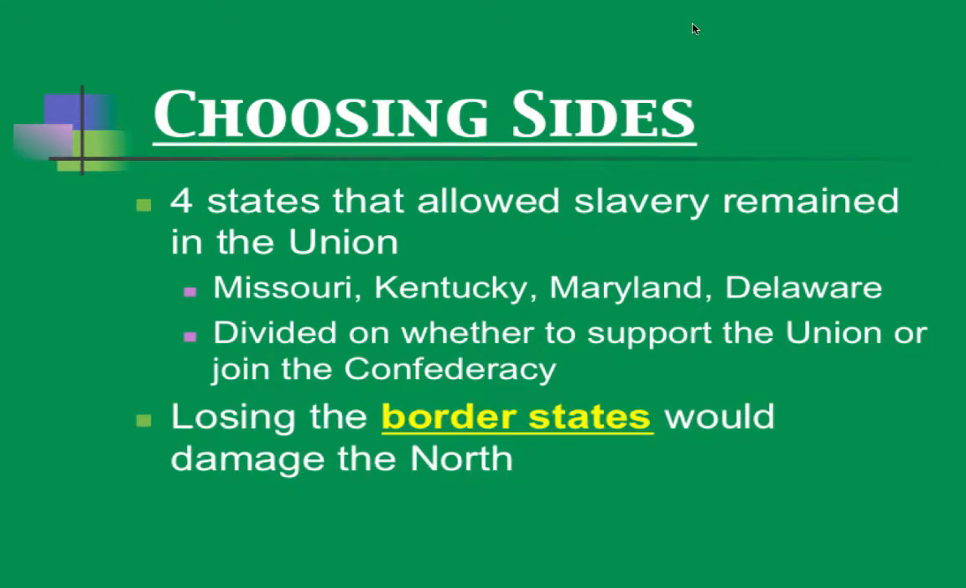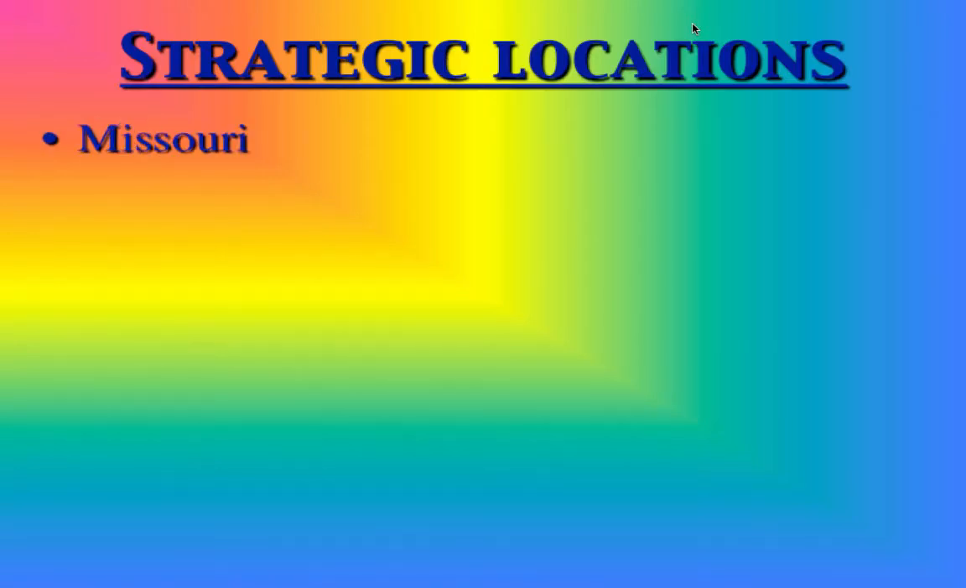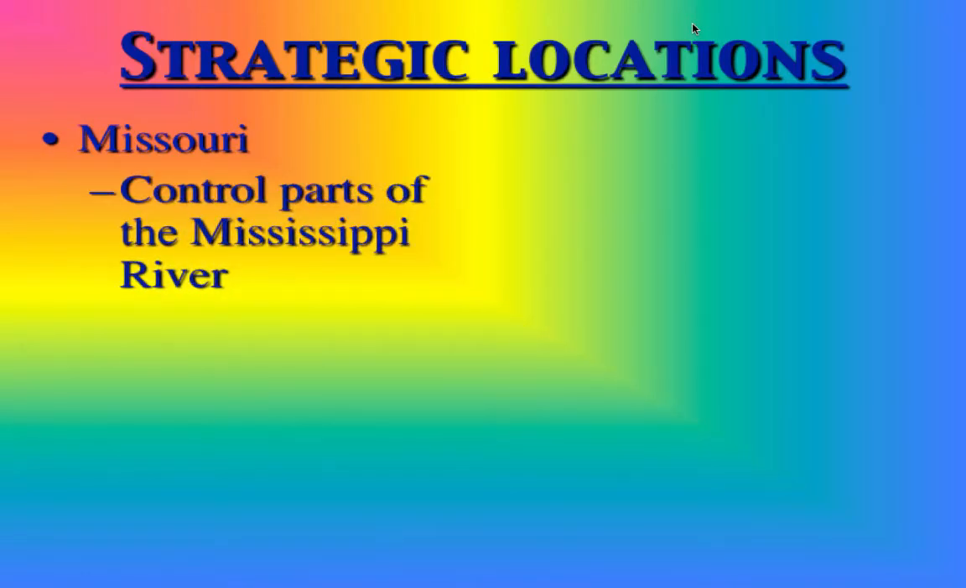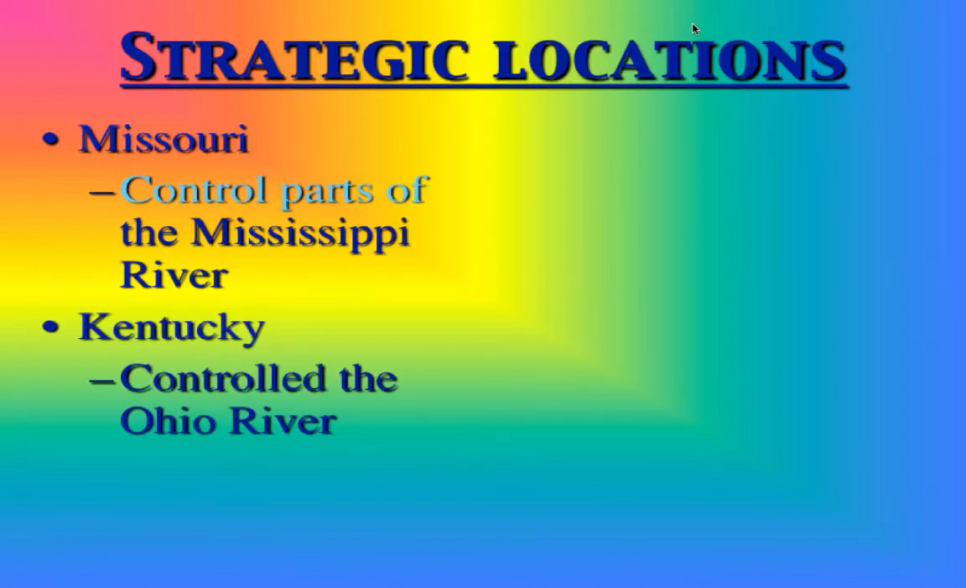Losing any one of these border states, vocab term, definition means states that allowed slavery but remained in the Union, would damage the North. All of these states would. They had strategic locations. First was Missouri. Missouri allowed for control of part of the Mississippi River. Kentucky allowed control over the Ohio River.